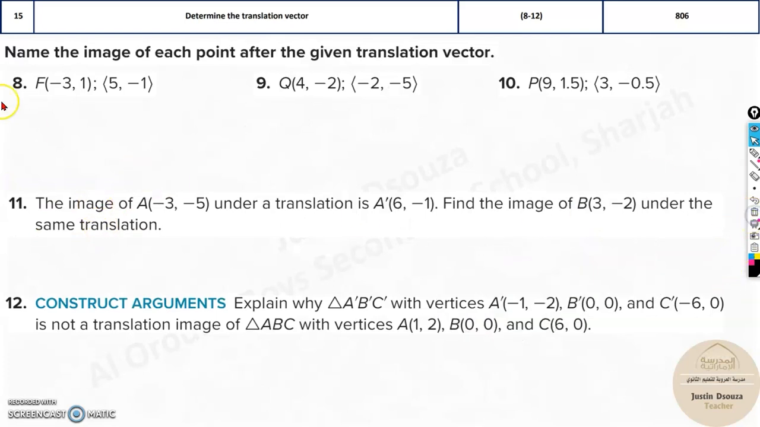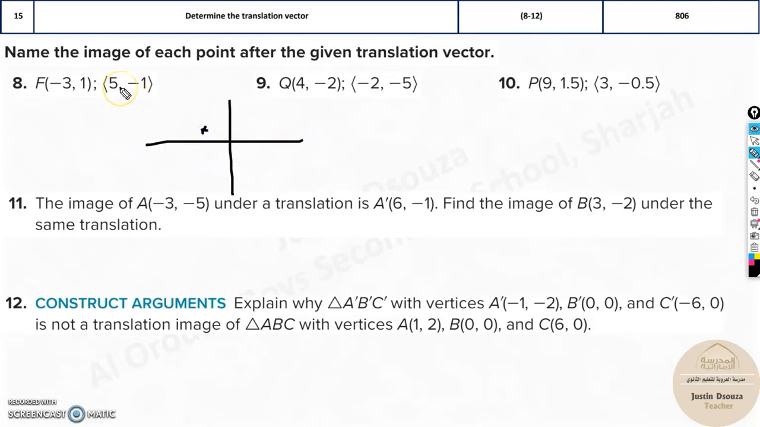Over here, they have asked for the image of each point after the given translation vector. So now this is the given point. F equals minus 3 comma 1. If this is the x-axis, it will be somewhere over here. This is the point.